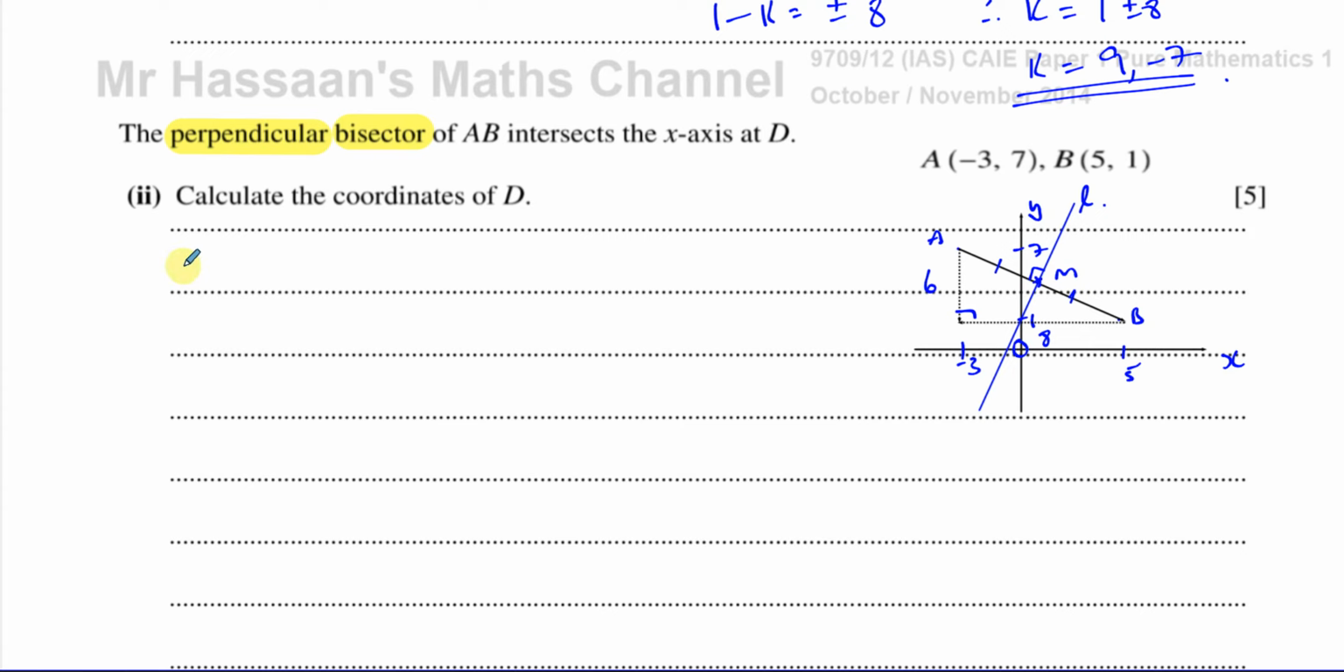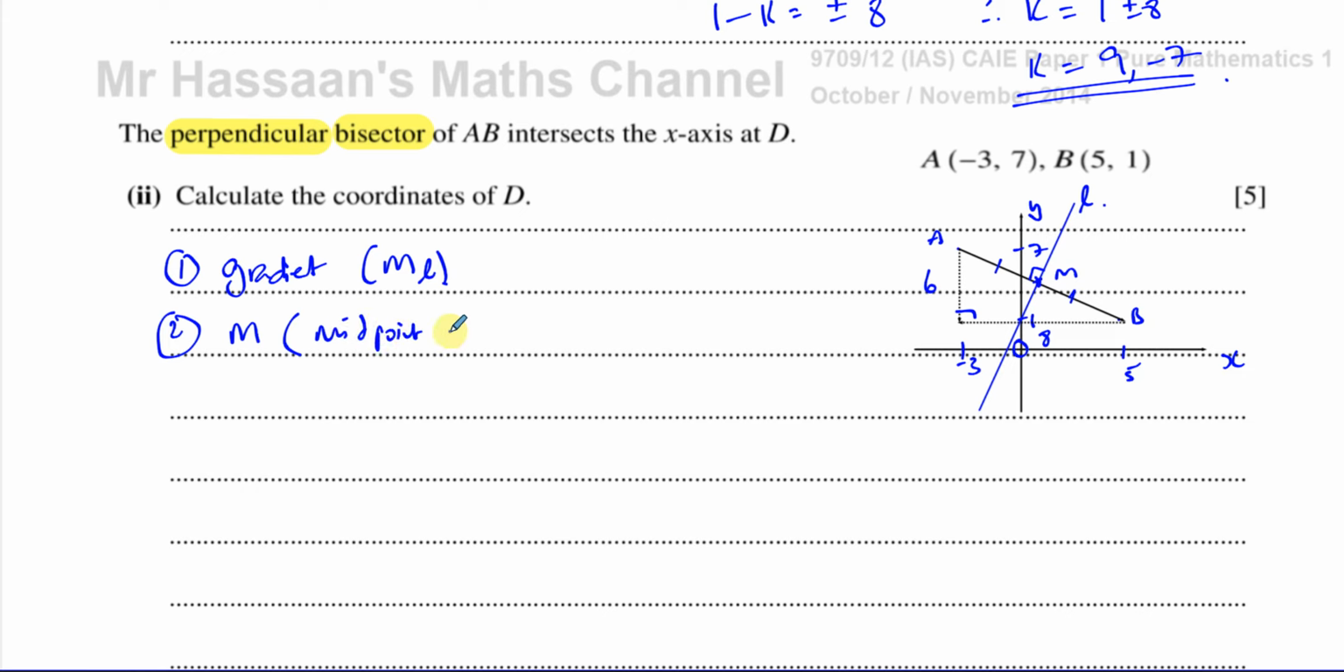Okay, so now to find the equation of a straight line, we need two things. We need the gradient of the line, which I'll call ML. And I need any point on this line. Now the point on this line that we can find is the point M, which is the midpoint of AB. So midpoint of AB.